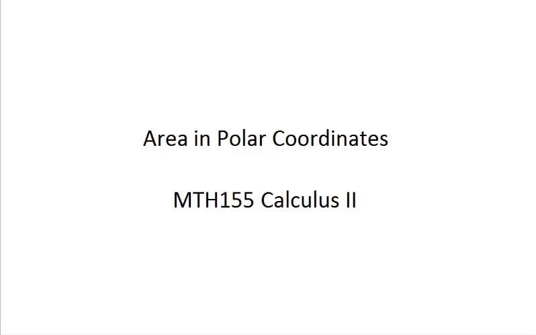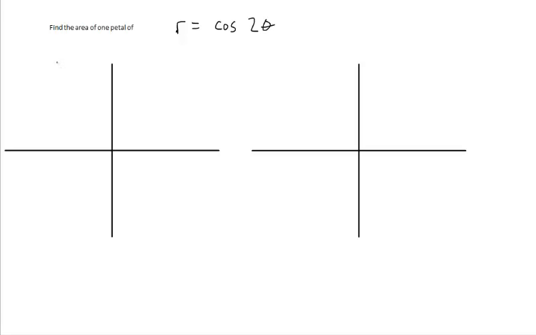In this video, we're going to take a look at how to find area in polar coordinates. So the question is, find the area of one petal of r is equal to cosine 2 theta. And cosine of 2 theta has a period of pi, and I'm going to only graph one period, even though generally I would graph two if I was going to sketch the whole curve. But since we just need one petal, I'm only going to sketch one.